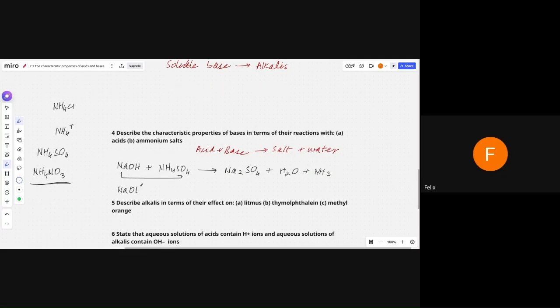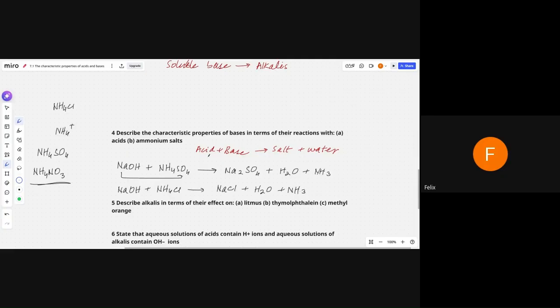Another example is ammonium chloride with sodium hydroxide. So NaOH plus ammonium chloride is going to make sodium chloride, a salt, plus water, plus ammonia, right?